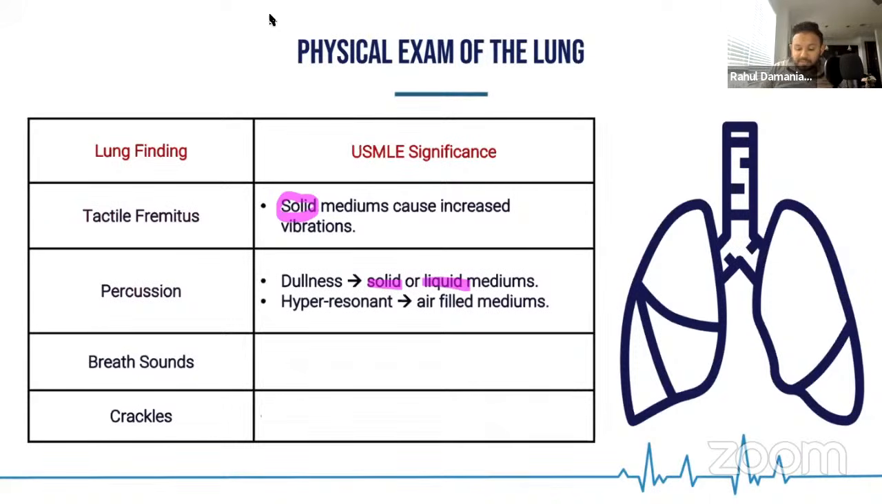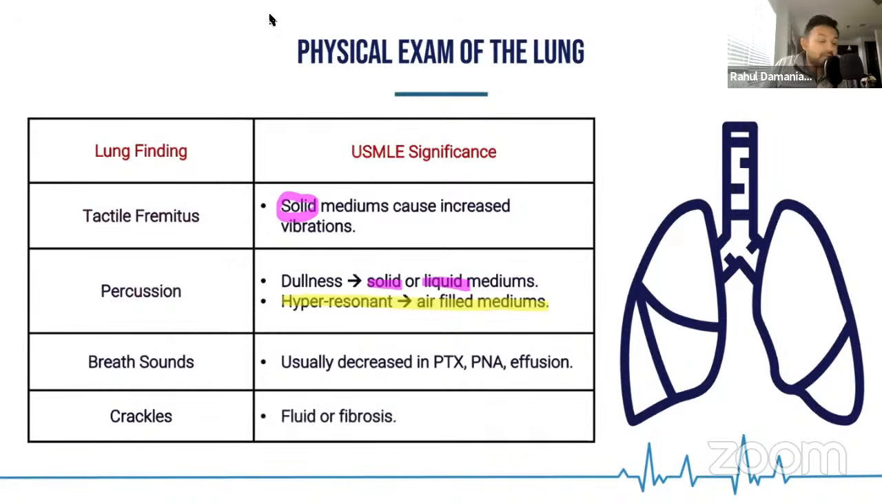Whereas if there is going to be air in the actual thoracic space, you're going to get a hyperresonance to percussion. And just the quick and dirty for the USMLE, guys, if you see hyperresonance to percussion, you're going to be thinking about a pneumothorax. Breath sounds are usually decreased in some of your most common USMLE scenarios. And I always think of crackles, also known as rales, representing fluid or fibrosis in the alveoli. And what can fluid or fibrosis in the alveoli cause? Well, hey, hypoxemia.